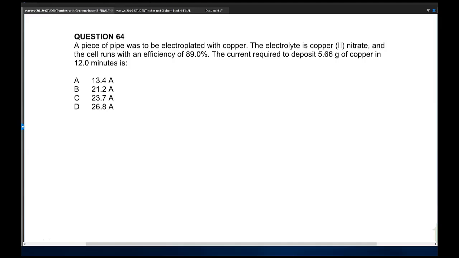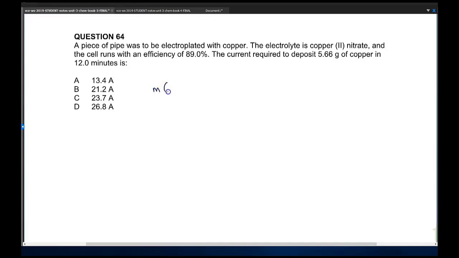Now I have picked this question for a very particular reason, and that is to make sure that you know how to apply this percentage properly. You're probably thinking, well, of course we know how to use percentages, but you'll see what I mean. Okay, so we're trying to find the current required to deposit that amount of copper.